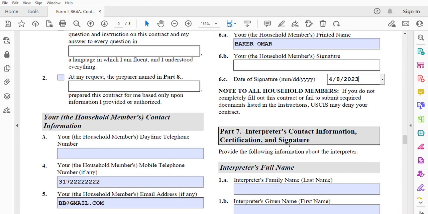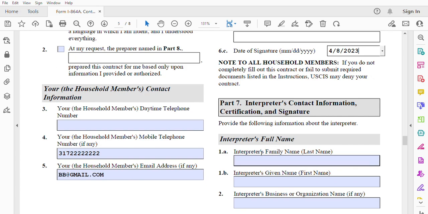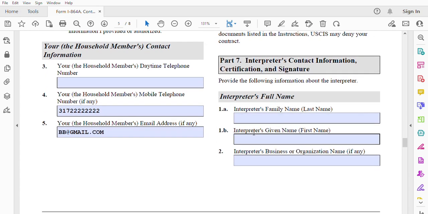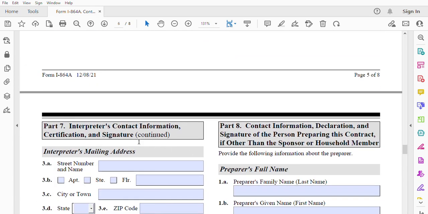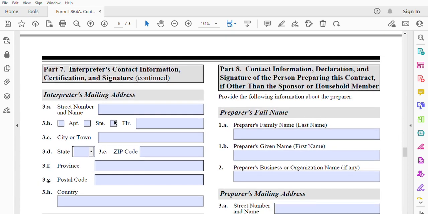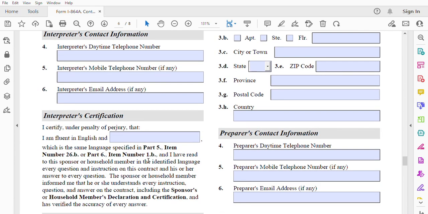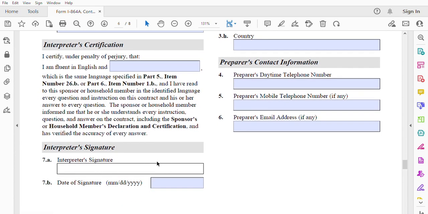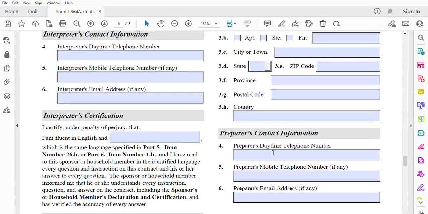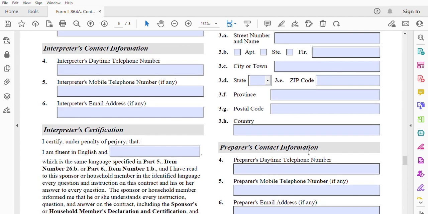So part 7, I already talked about that. If you used one, this is how we put the interpreter's information right here. Interpreter's family name, given name, the business or organization name, if any. We're still talking about interpreters. You're gonna give the address, mailing address, contact information, and certification if he has any, and signature. I want to mention this one, that's very important. The interpreter's signature is the same thing. You must print it and then sign it. The interpreter signed it, and then date it. And it's the same thing for preparers. He should do the same thing.